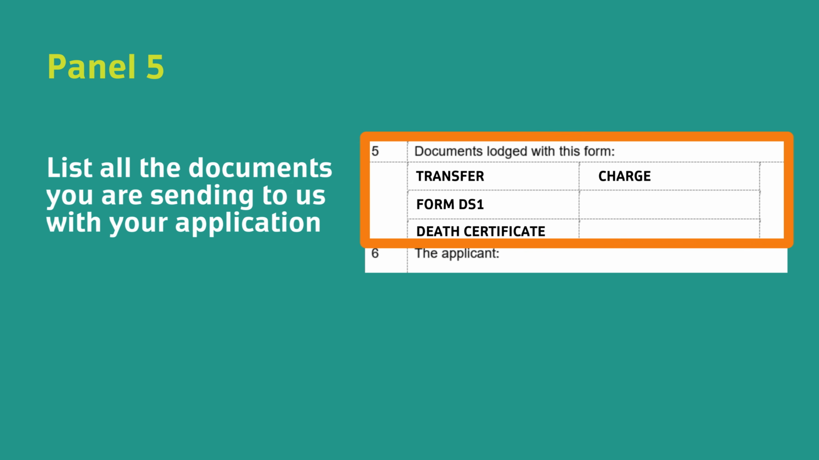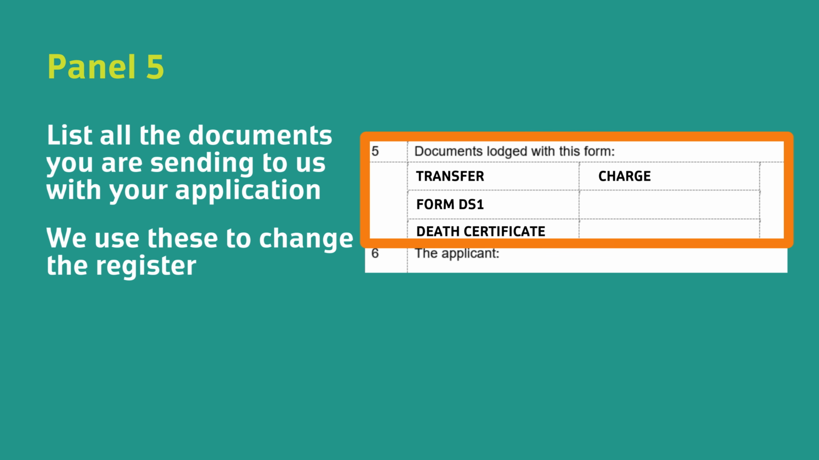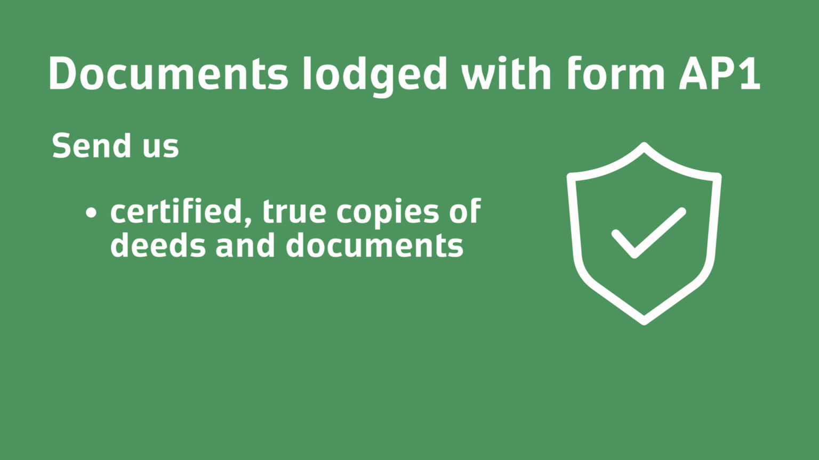Panel 5 is where you list all the documents you are sending us with your application. Form AP1 is only the application form. The documents you send in with it to support your application are what we use to change the register. For example, if you were going to transfer the whole of the property, you would need to fill in and execute a Form TR1 to transfer the property.